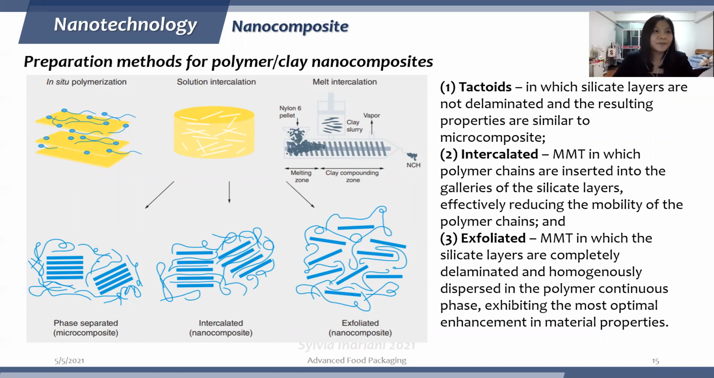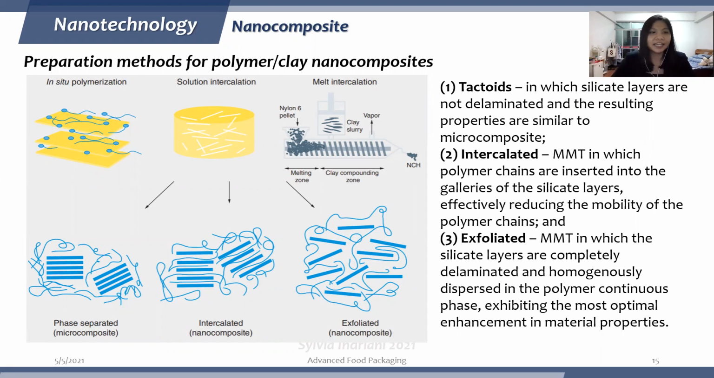Firstly, the tactoids, which are similar to microcomposites, and the second one is the intercalated morphology. It's when the polymer chain fills the gap between the nanoparticles. In material science, we call this gap between the nanomaterials the galleries. So these galleries are the place where the polymer will get into.